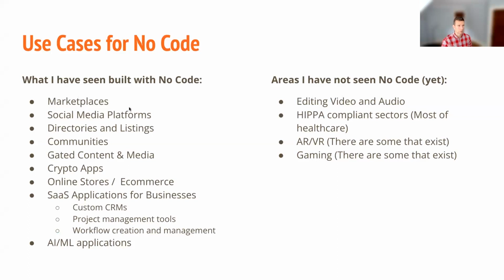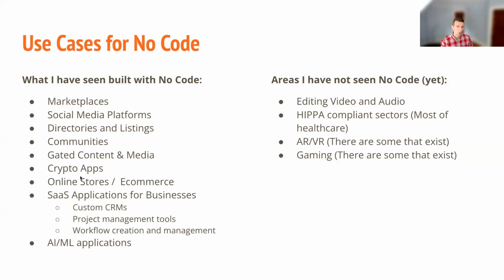Marketplaces, so think of anything where you have a buyer and seller transacting together. This is bread and butter for no code, with really modular, standard component parts that can be put together to build a marketplace very quickly. Same thing with social media platforms, think clones of Twitter, Facebook, Instagram, Tinder, all those types of platforms, very easy to build with no code tools. Directories, listings, any type of community, gated content. If you have some sort of media idea and you want to have gated content, very easy to build on no code.